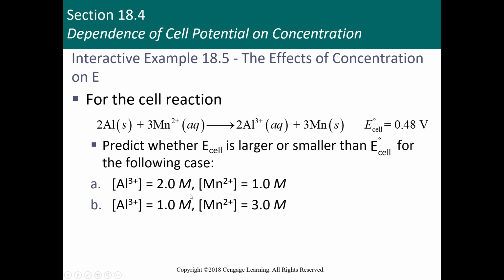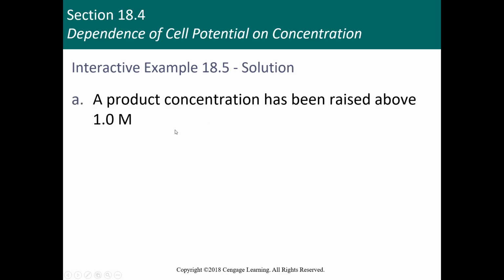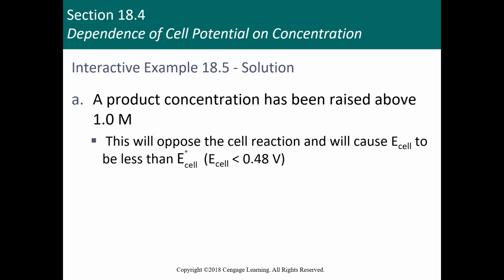Okay, so right here we have aluminum 3+, that's in the products, and we have Mn2+, which is in the reactants. And so we have 2 molarity of that, 1 molarity of that for A. For B, we're going to have 1 molarity here, which is the same as the standard condition, right? And 3 molarity there. Okay, so let's try this out. A product concentration has been raised above 1 molarity. That's one we need to focus on.